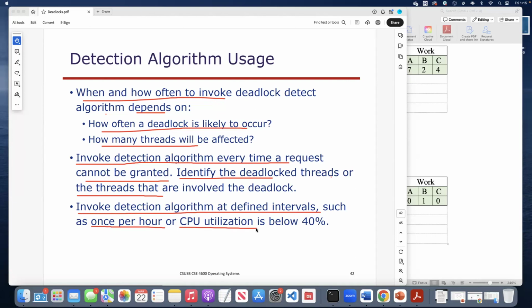Okay. This is the deadlock detection algorithm. This video will conclude here, and we will talk about recovery from deadlock in a separate video.